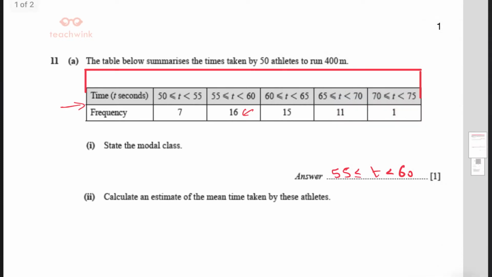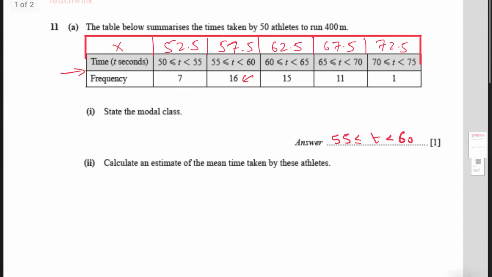Okay, so let's say that the middle values are called x and we had to find the middle values of all these class intervals. So between 50 and 55, the middle value, 50 plus 55 divided by 2 gives us 52.5. The same way between 55 and 60, the middle value would be 57.5. And between 60 and 65 it would be 62.5, between 65 and 70 it would be 67.5, and between 70 and 75 it would be 72.5.